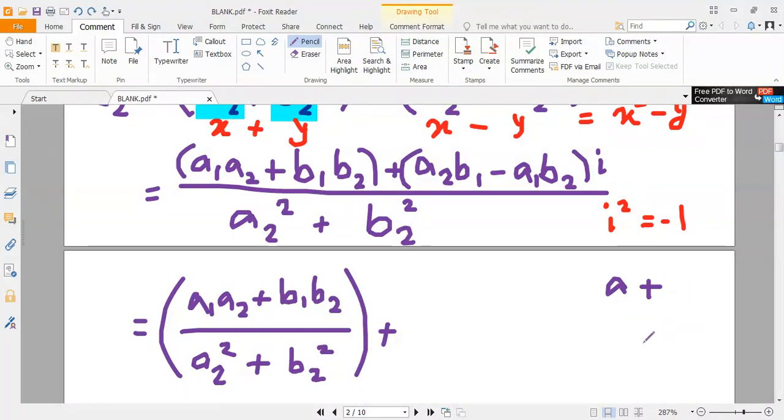So that is what we are doing here, so that we get a real part and an imaginary part. That's the standard form of a complex number. So that is what we are trying to get to. So now we have the imaginary part. So that's a2b1 minus a1b2.